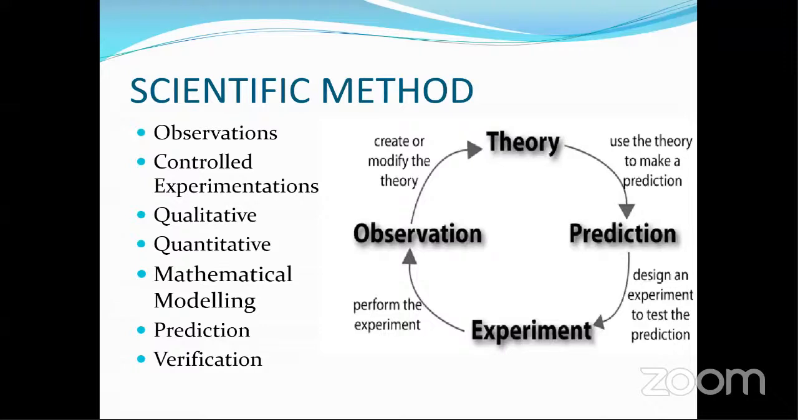Then you have controlled experimentation. For any process, you'll have the experimental part, you'll have the theoretical part, and you'll try to have those as close as possible. The closer your experimental and theoretical values are, the greater is the quality of the research work that you're trying to do.